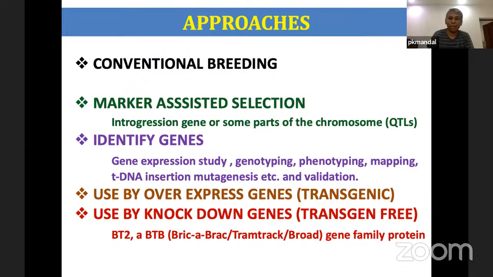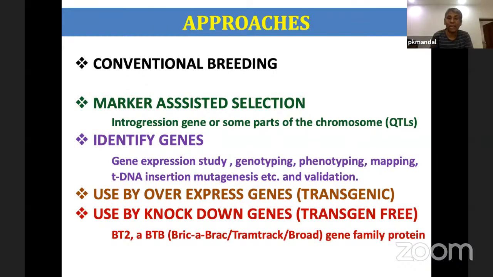One example I gave: you give a stress, and then you do a transcriptome analysis. This is basically a gene expression study. Or you can do a random mutagenesis by T-DNA or something. You are mutating the plants in different places, so many places you are doing mutations. And then you are finding out where all the mutations have happened, and then you are seeing which mutation is giving you a better result.